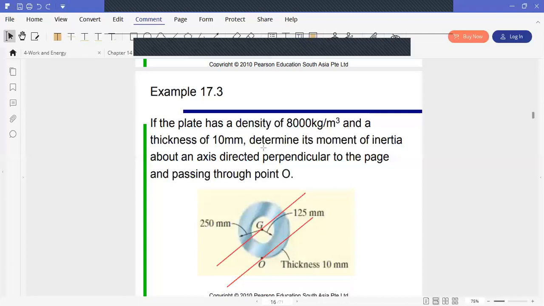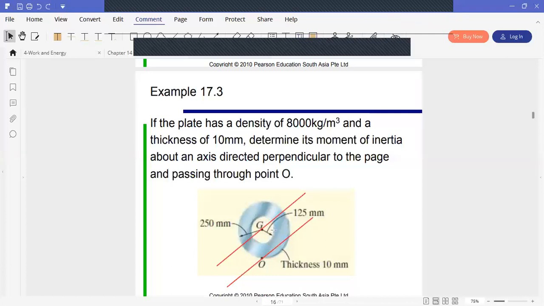But pay attention to units, because density is in kilogram per meter cube, so you should convert the volume to meter cube. So I find the volume of the big disk, I multiply by rho, and I get the mass of the big disk. And the inertia of the big disk about this axis is the mass of the big disk times r square, which is 0.125 meter.